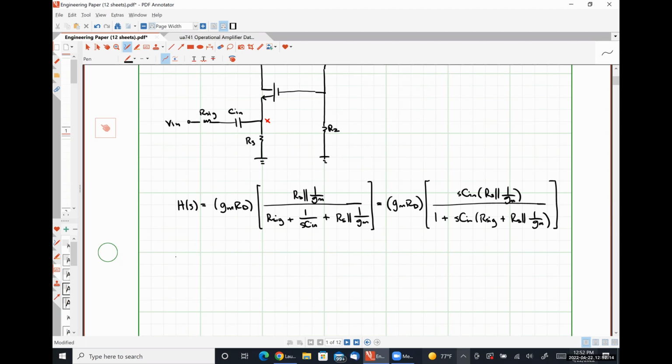So from this, what's the frequency of my zero? I look to the numerator. 0. Absolutely right. What's the frequency of my pole?